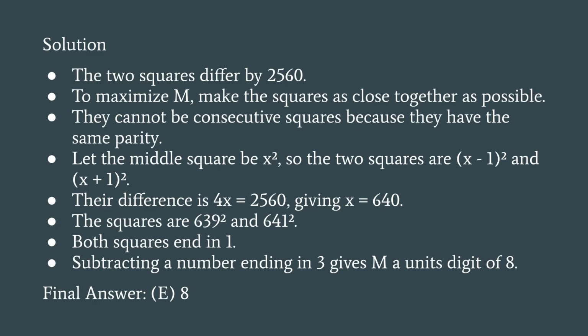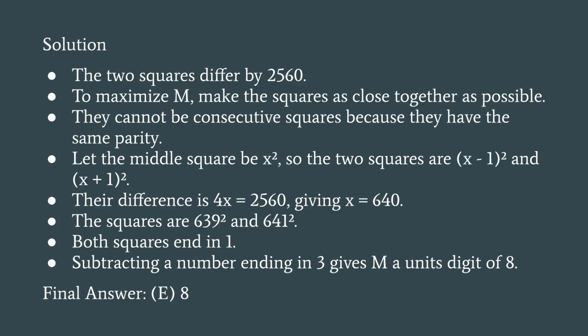Since the difference between these two squares is 2560, we have 2560 equals x plus 1 squared minus x minus 1 squared. Expanding and simplifying, the x squared and constant terms cancel, leaving 2560 equals 4x, so x equals 640. Therefore, the two squares are 639 squared and 641 squared. Notice that both 639 and 641 end in 9 and 1 respectively, so both squares end in 1.